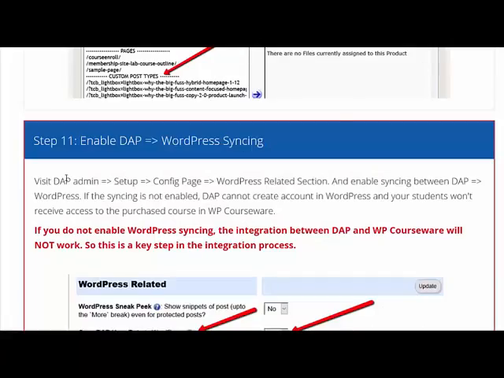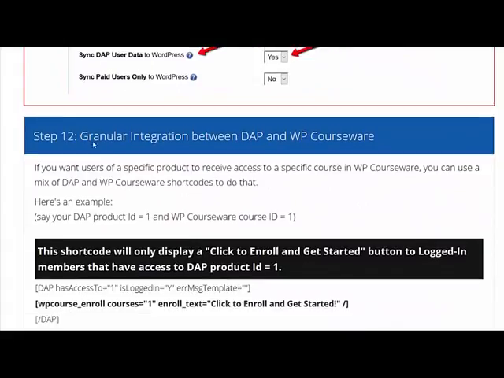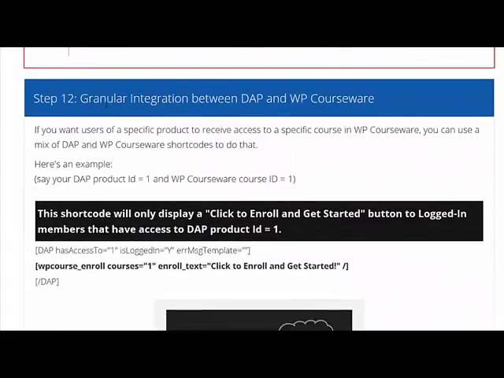So at this point, we have created our course content in WPC, we have created our product in DAP, and we have enabled the syncing between DAP and WordPress. So now when the users are registered in DAP and they log into their membership, DAP will automatically sync the account to WordPress.